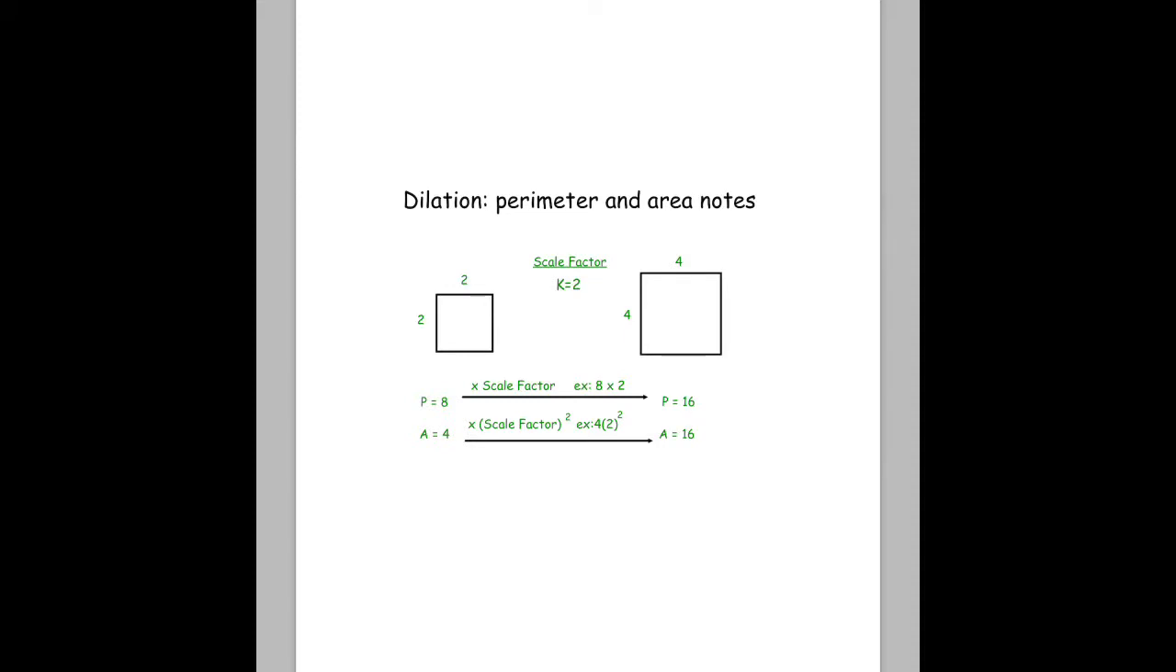For area, our original was 4. We did x times the scale factor to the power of 2. So we have 4, which is x, times the scale factor of 2 to the power of 2. 2 to the power of 2 is 4. 4 times 4 is 16. So you can use this formula, x times the scale factor, to find perimeter. And then for area, you can use x times the scale factor to the power of 2 for the area. So we can use these formulas.